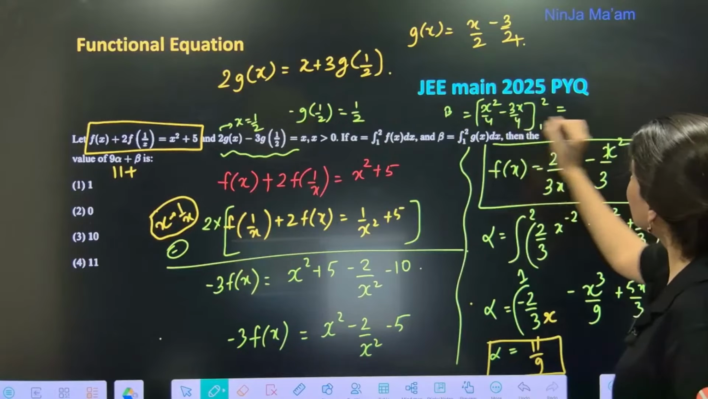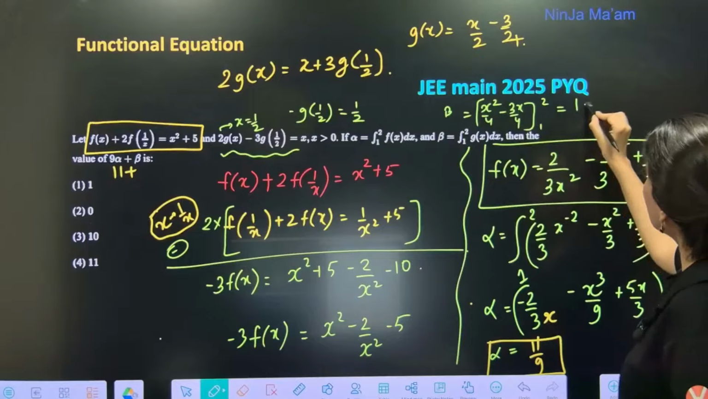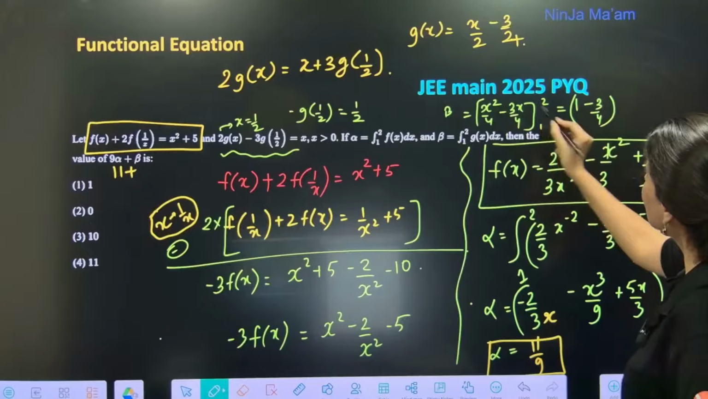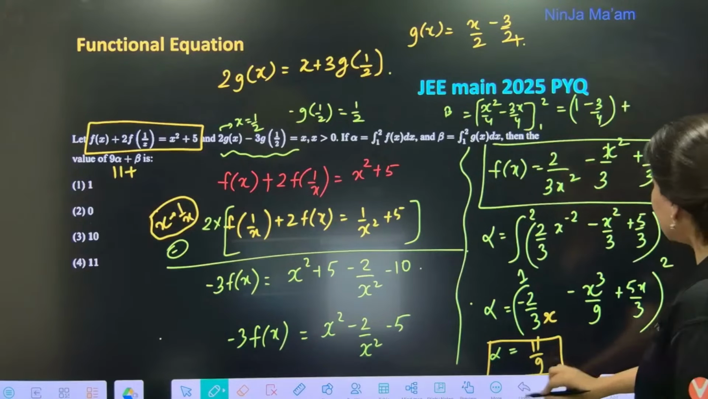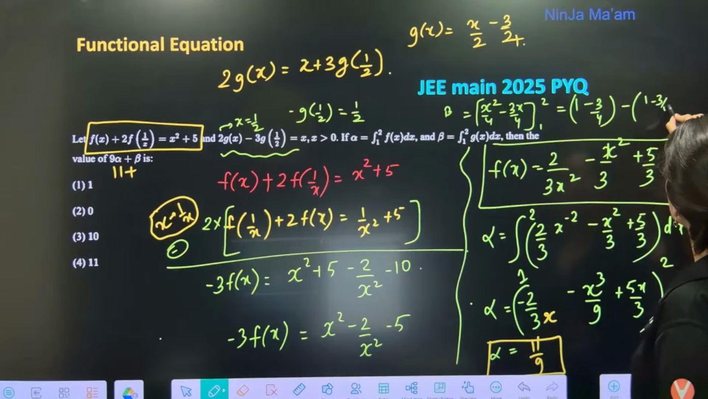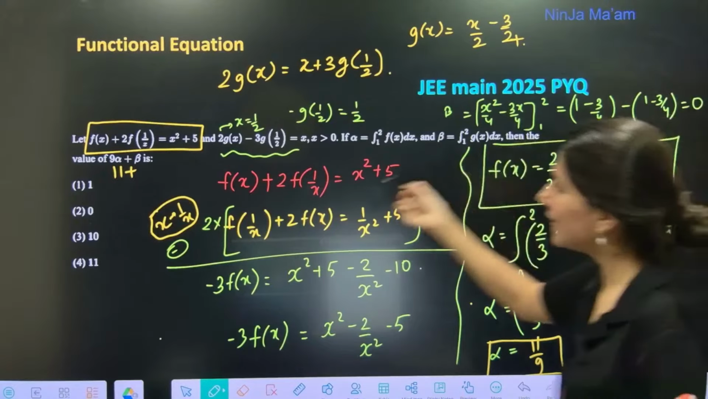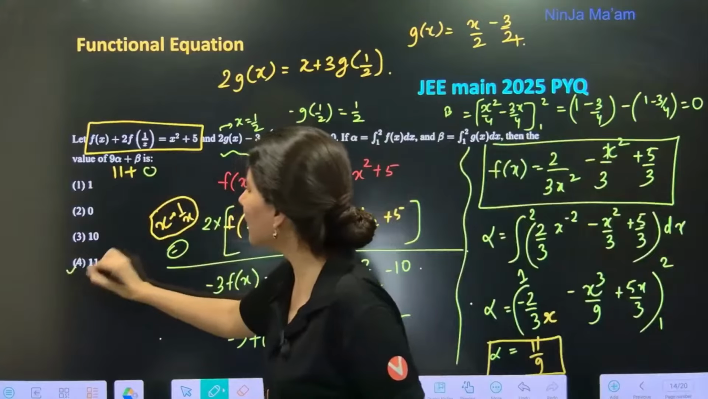Can you see this is 4 by 4? So 1 minus 3 by 4. Now if you put 1 over here, it is going to be 1 minus 3 by 4. So negative 1 minus 3 by 4. So this is coming out as 0. So beta is 0. So the answer will be option D.